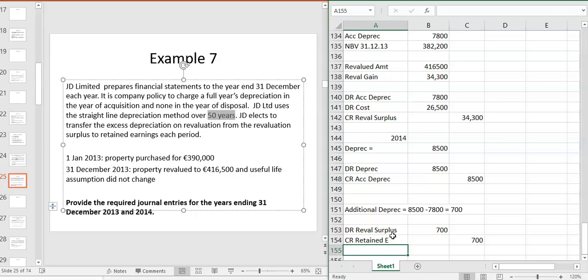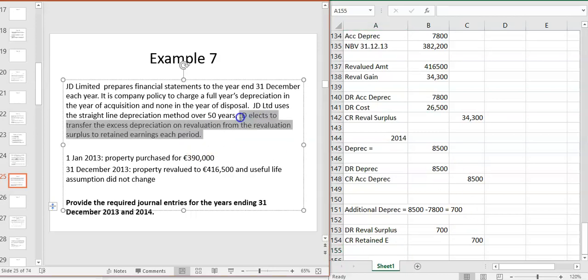Right? So watch for that in terms of IAS 16. Simple thing, but if we tell you in the question that they do transfer excess depreciation, we want you to do it. If we don't mention it, well then you can ignore it completely. So it depends on the outline of the question.